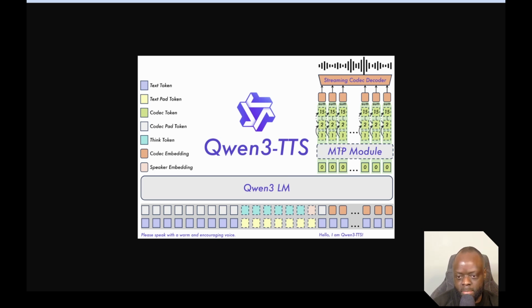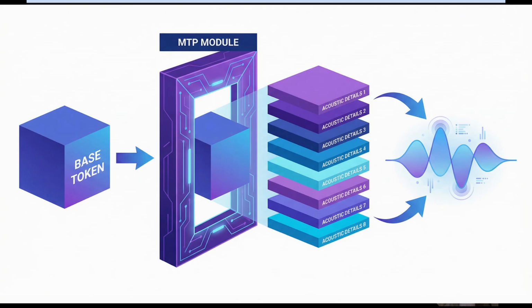And then we have the MTP module. Instead of predicting one tiny piece of sound at a time, which is very slow, the model is able to predict multiple layers of audio code simultaneously, right? This makes the generation pretty fast.